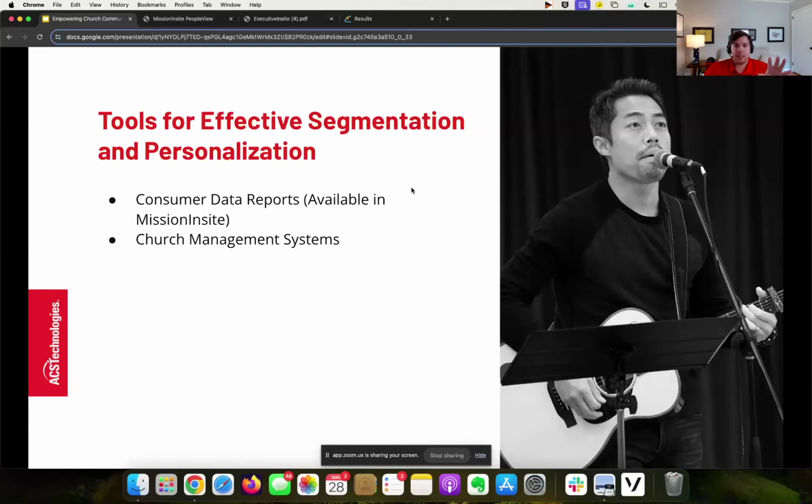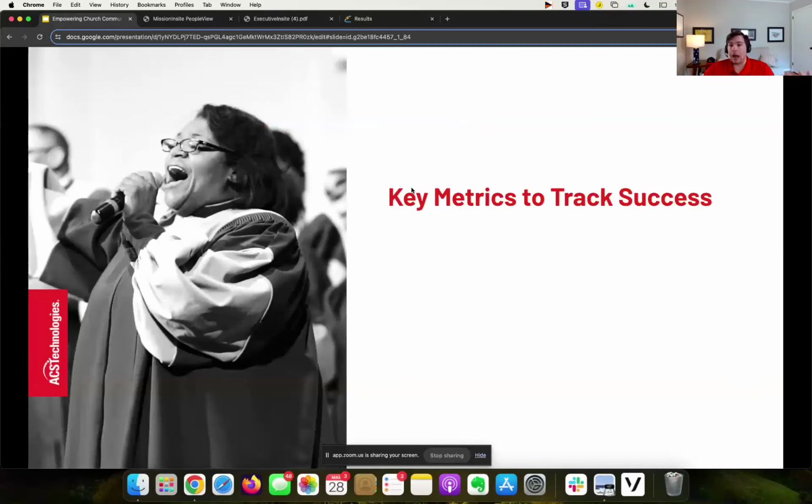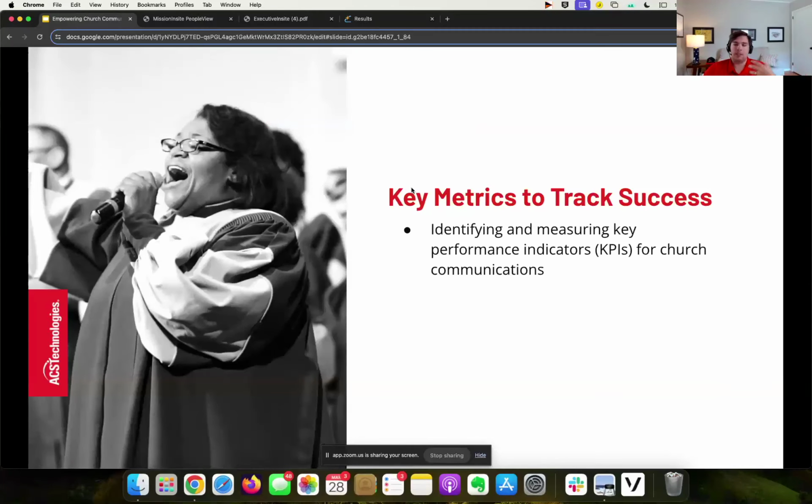So lastly, on our agenda, before we hop into Q&A, let's talk about a few key metrics to track. How do we see the efforts that we're doing? How do we see the fruits of that labor? There are different methods that you guys can use depending on the programs that you're using, like Realm or other church management systems.